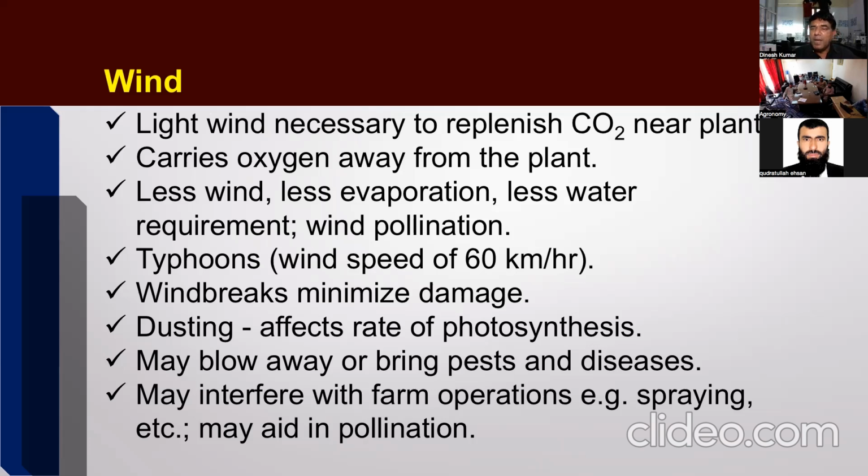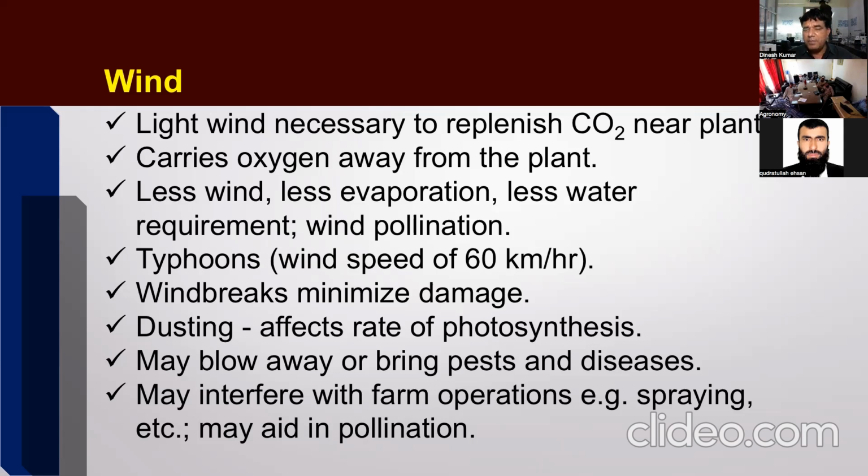So wind has many positive roles and many negative roles. It carries oxygen away from the plant. Less wind, less evaporation. If you have more wind, it means your evaporation rate is high. Evaporation is the loss of water from the surface of the soil or the surface of the plant body, water directly lost to the atmosphere. You can see typhoons or wind storms can uproot trees. Lodging of the crop is possible due to typhoons.